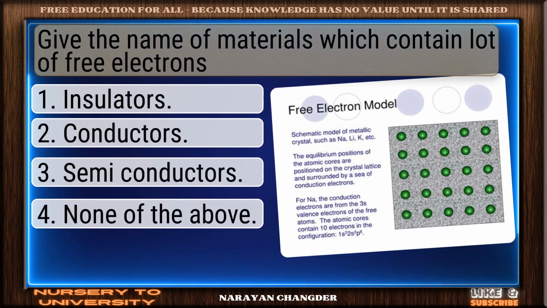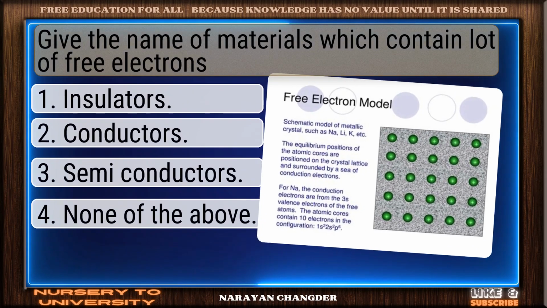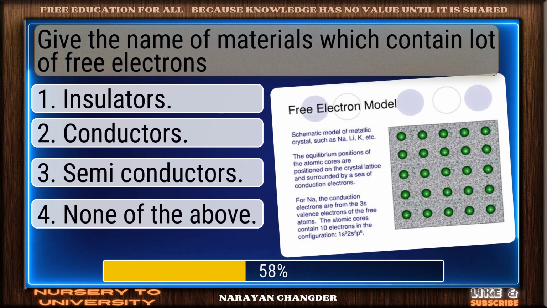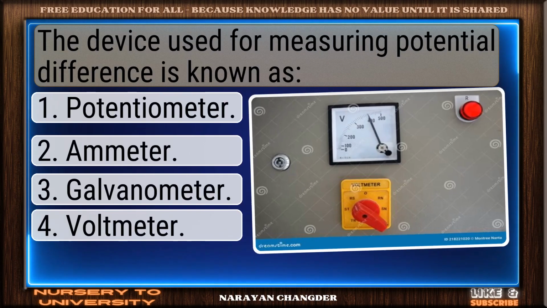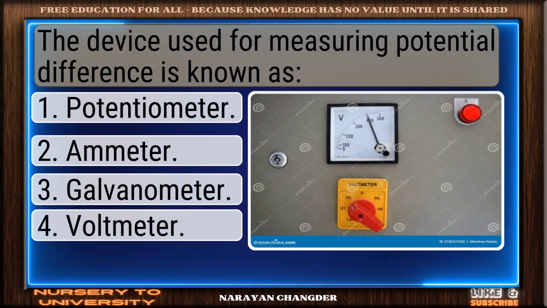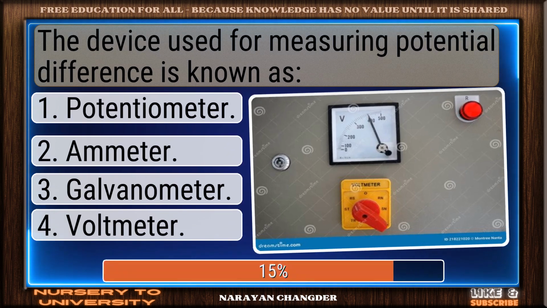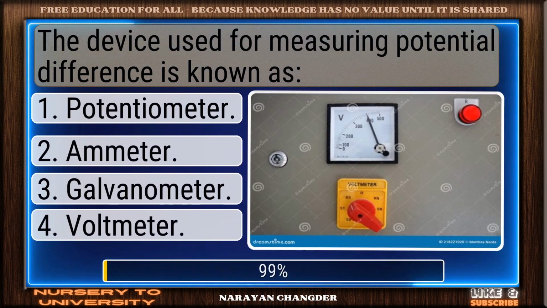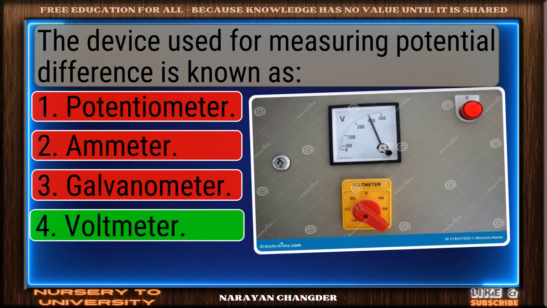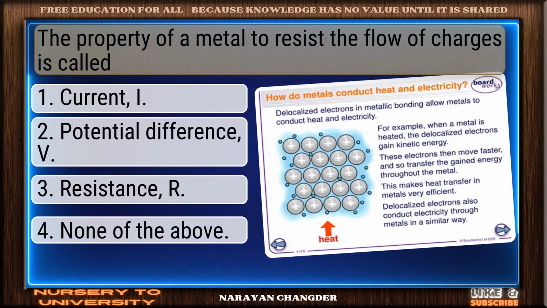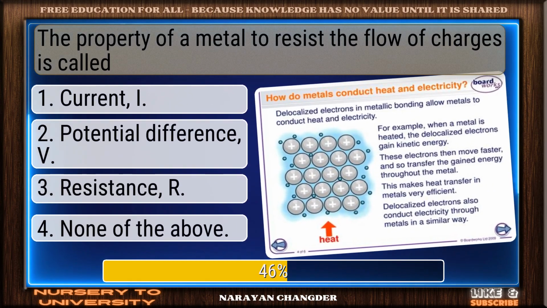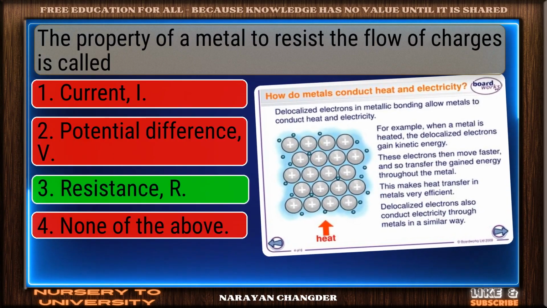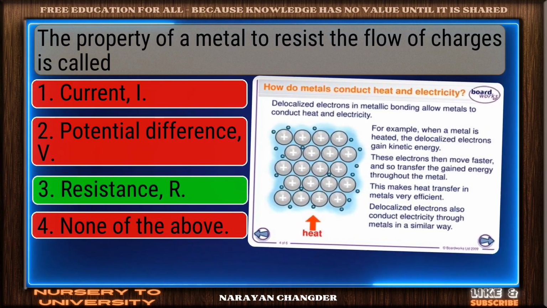Give the name of materials which contain a lot of free electrons. Nicely done. Conductors is solid. The device used for measuring potential difference is known as. Bravo. Voltmeter is the answer. The property of a metal to resist the flow of charges is called. Good thinking. Resistance R is right.